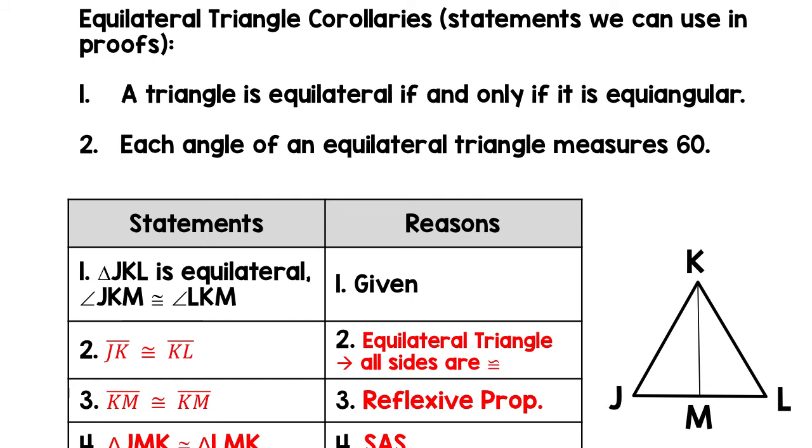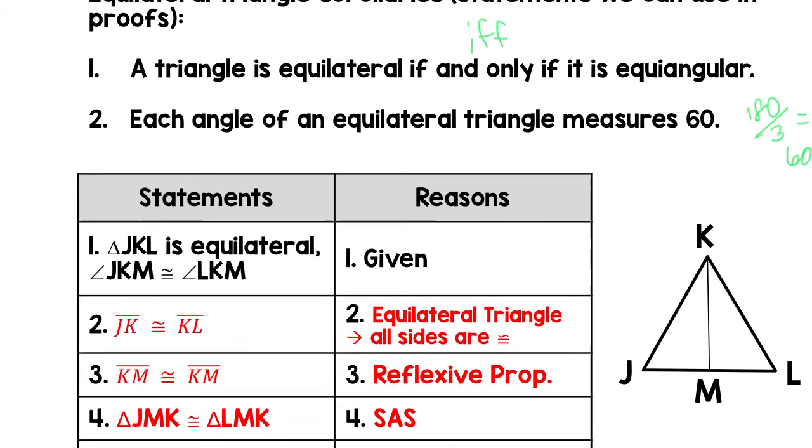A corollary is a fun word to say. First of all, let's go ahead and be honest, it's fun. But it's also a statement that we can use in proof. So a triangle is equilateral if and only if, and we abbreviate that with IFF, it is equiangular. So if all the angles are equivalent, all the sides are equivalent. Each angle of an equilateral triangle measures 60 degrees. That's because 180 divided by 3 is 60. So we can use those corollaries.